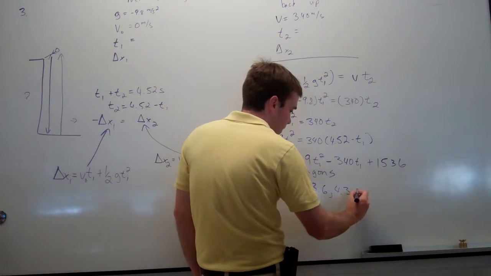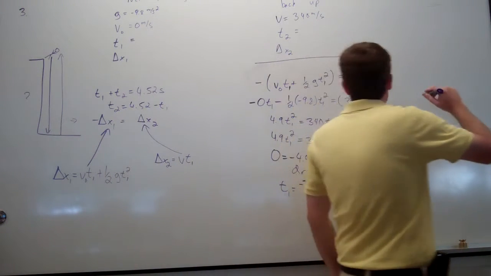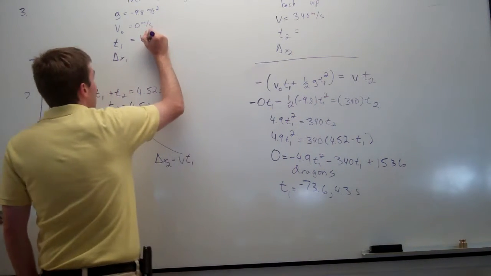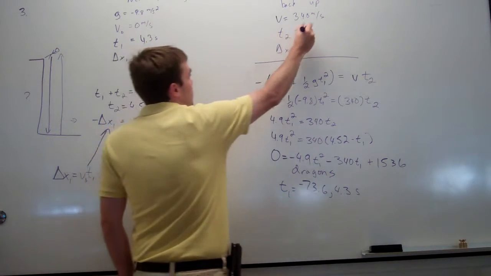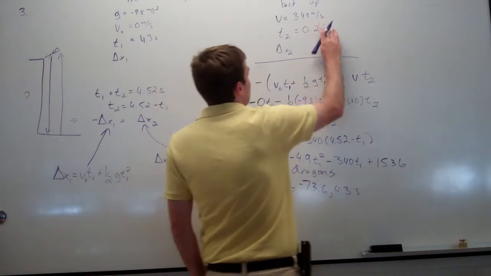4.3. Alright, which one of those is correct? Negative 73 seconds or 4.3 seconds? Since our total time is 4.5, I'm thinking we can eliminate the 73. It's also negative, which time can't be, so we should be with 4.3 here. So that sounds reasonable. Our time for it to fall is 4.3 seconds. So that's T1 up here, it's 4.3.